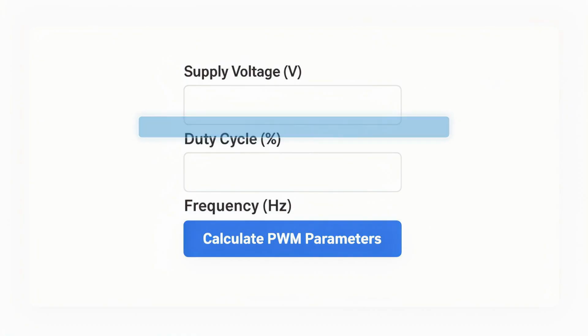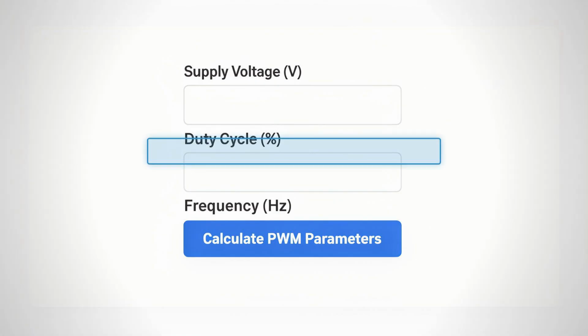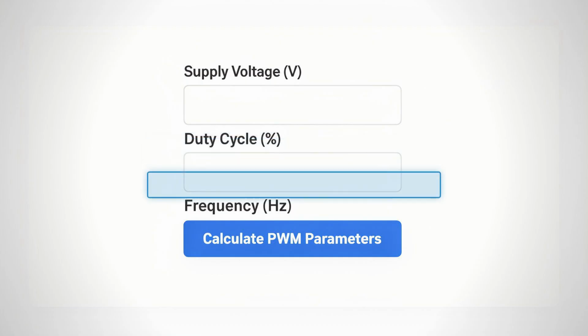First, we have supply voltage in volts, where you enter your source voltage. Next is duty cycle as a percentage, which can range from 0 to 100%. Finally, there's frequency in hertz, which sets how many PWM cycles occur per second.